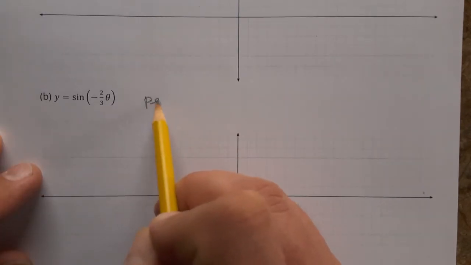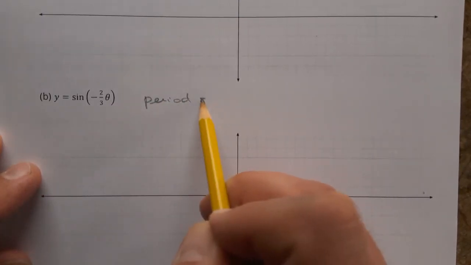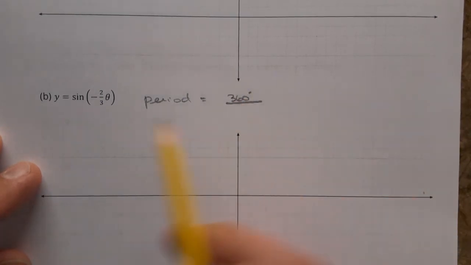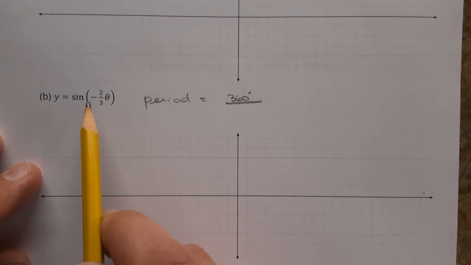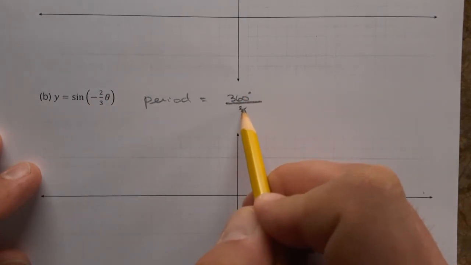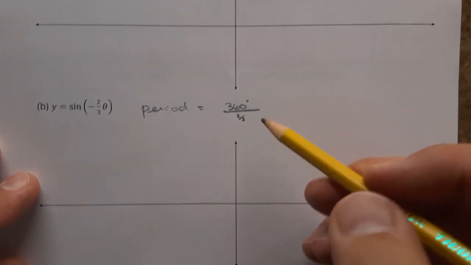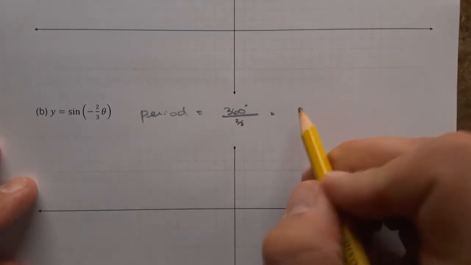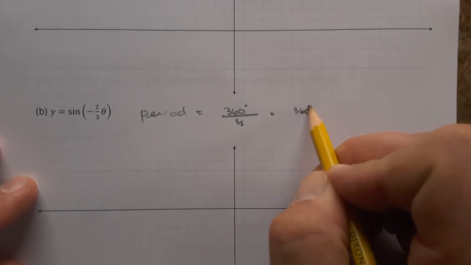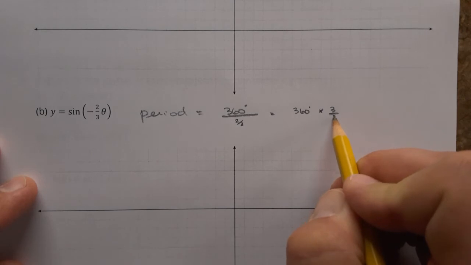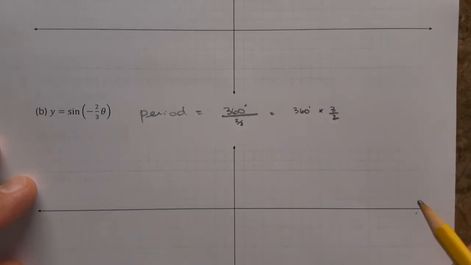So the period is 360 degrees divided by the absolute value of k. Now k is negative 2/3, so I'm going to divide by 2/3. Now dividing by a fraction is not very comfortable for a lot of people. Many people will do this instead, multiply by the reciprocal of that fraction, multiplied by 3/2.